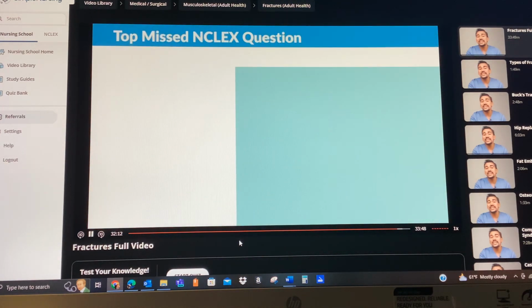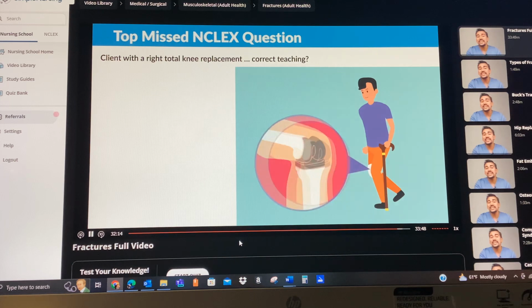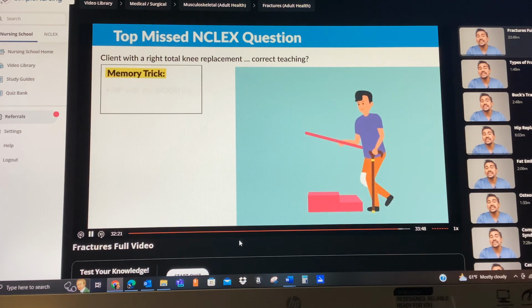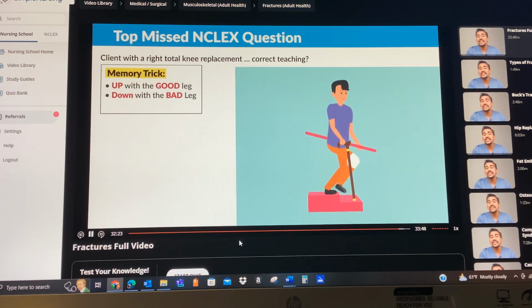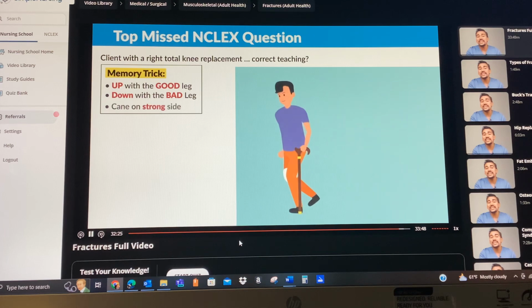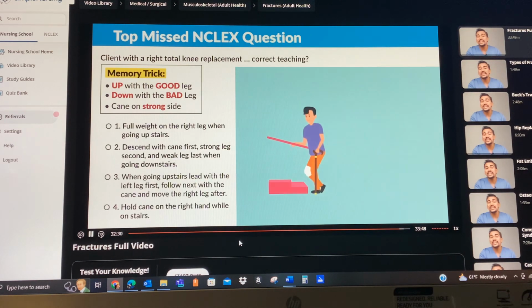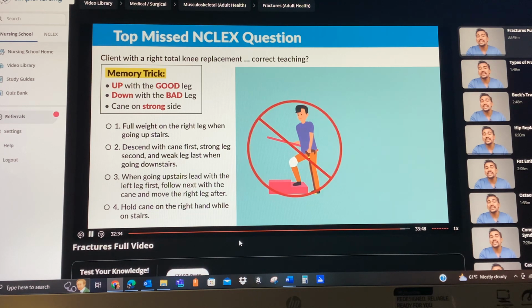Now for a top missed NCLEX question. A client with a right total knee replacement, correct teaching. So once again, if we're talking about stairs, up with the good leg and down with the bad leg. And we always keep that cane on the stronger side. So option 1, full weight on the right leg when going upstairs. No, remember, up with the good first. So this question states the right total knee replacement. So if we're going upstairs, we have to go with the left.